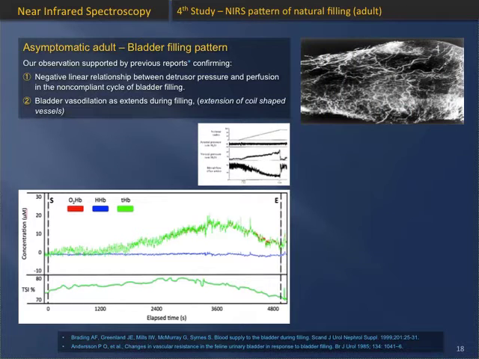Our observation is supported by previous animal reports. In fact, this study was the first study showing this effect in humans. The previous studies done by Brading and Anderson in animal models, rabbit models, showed a similar thing. As you can see here, a decrease at the terminal point of bladder filling, and it shows a negative linear relationship between Detrusor pressure and perfusion, especially in the non-compliant cycle of the bladder filling, the last 1/3 part, roughly. And it also confirmed bladder vasodilation as the bladder extends during filling.